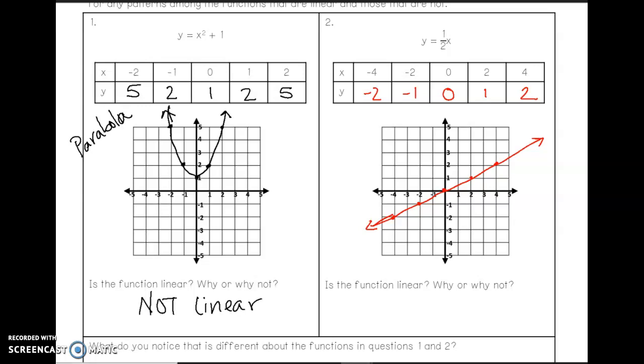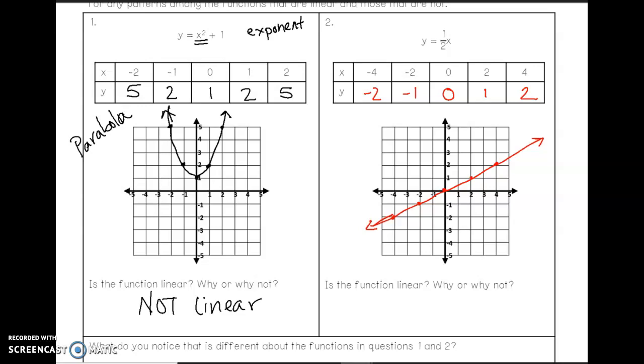So the next thing we want to do is look and see what are some clues even before we got to the picture that this wouldn't be linear. And one of them is, I erased my lines here, but I see this x squared. I see an exponent. If there is an exponent, it is not going to be a linear function. It cannot be. So that is one clue.